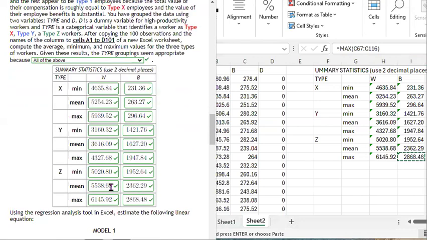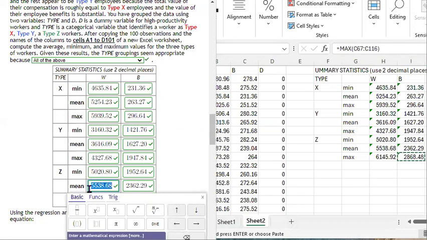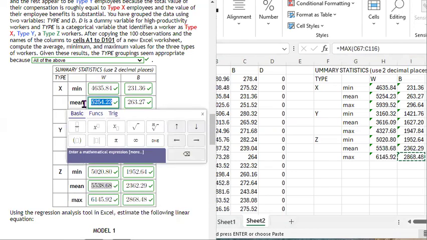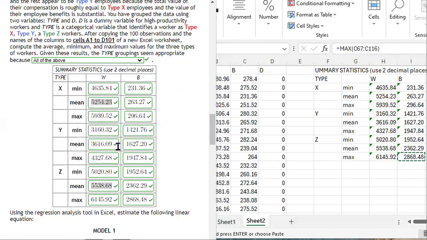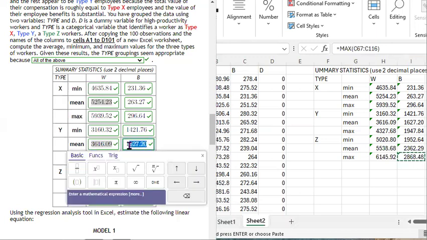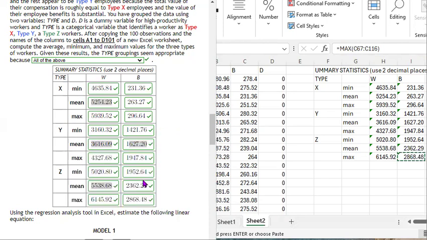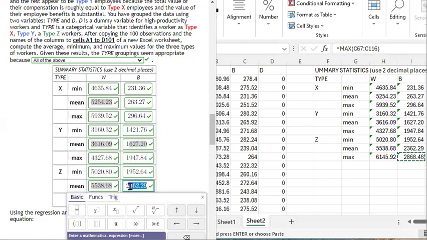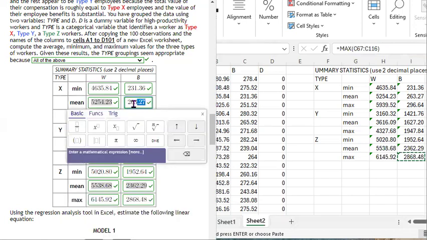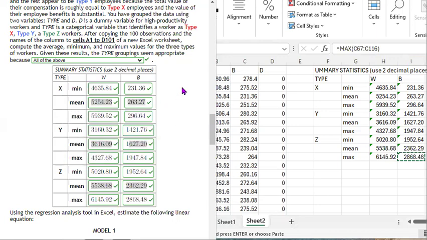Okay, so on the average, type Z's have a high average monthly wage, it is greater than the type X's, but not by too much, but it's a lot greater than the type Y's, right? And the reason why that is because the type Y's average benefit level is, well, it's not close, but it's kind of close relative to the average benefit level of the type X, right?